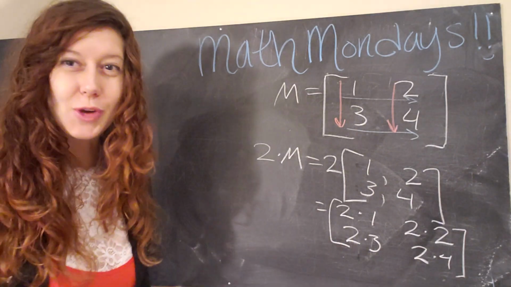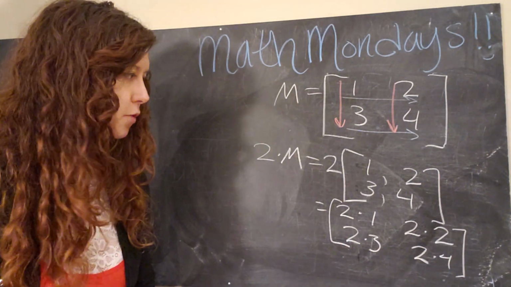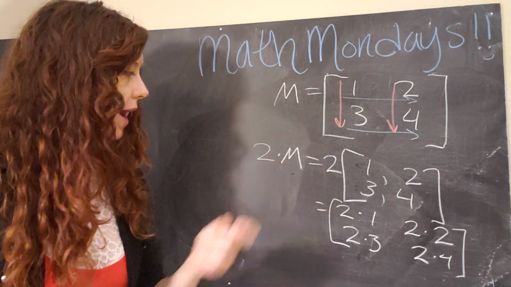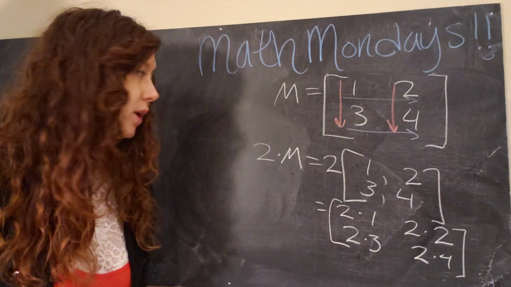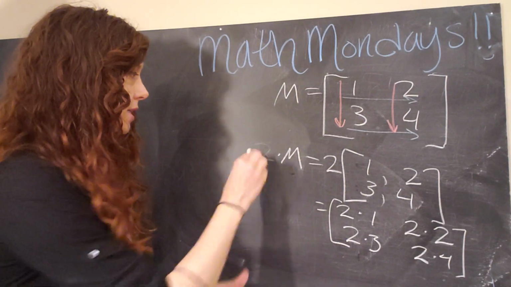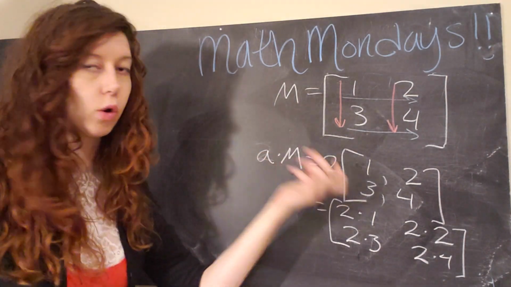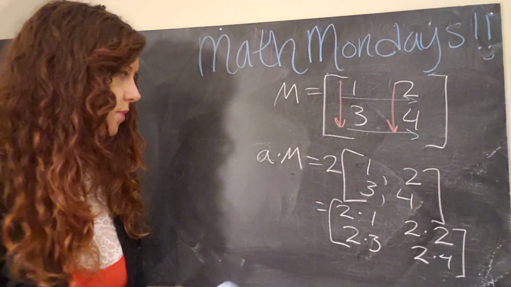So I will let you solve this because you're more than capable of doing that, but that is just what 2M is. And we can change this number to whatever. We could even say a times M, and then we would just pull an a into the matrix.